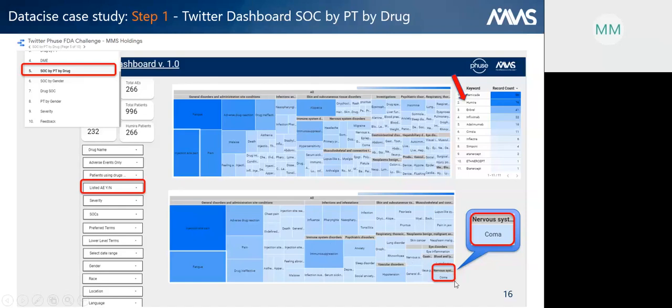And what we see is coma on the Humira visualization graph. Coma is one of the events also included in the important medical event list, meaning that we would like to prioritize review of this event. And when we are hovering over this event, we see that coma belongs to system organ class nervous system disorders.